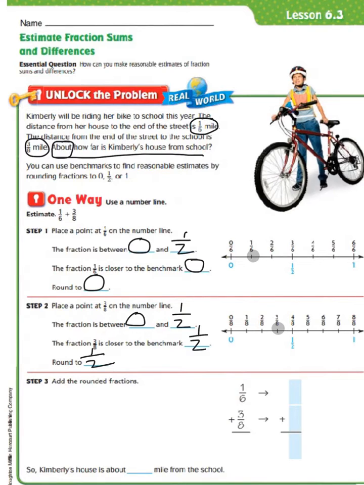Now we would add the rounded fractions. So we rounded our 1/6 to 0, we rounded our 3/8 to 1/2, so our estimate of how far it is for Kimberly's house from school is 1/2.